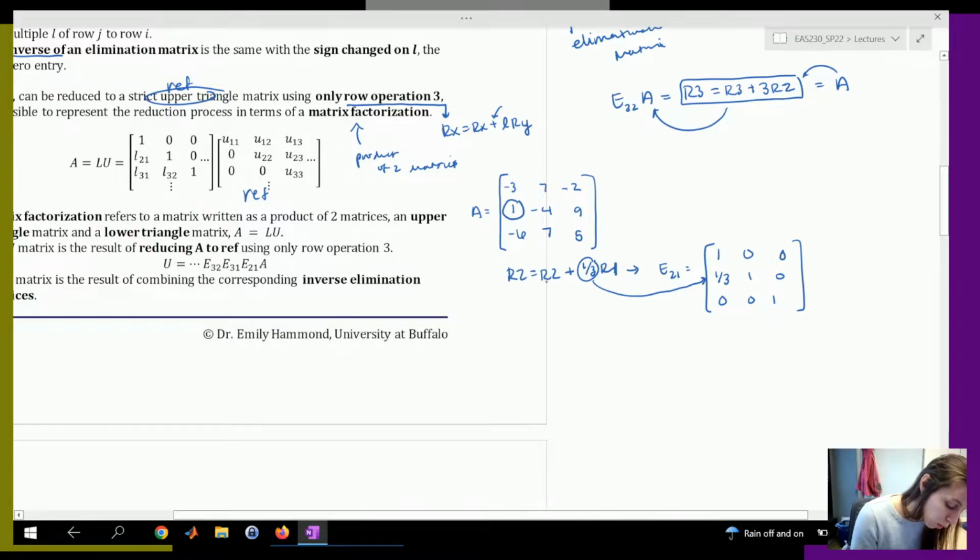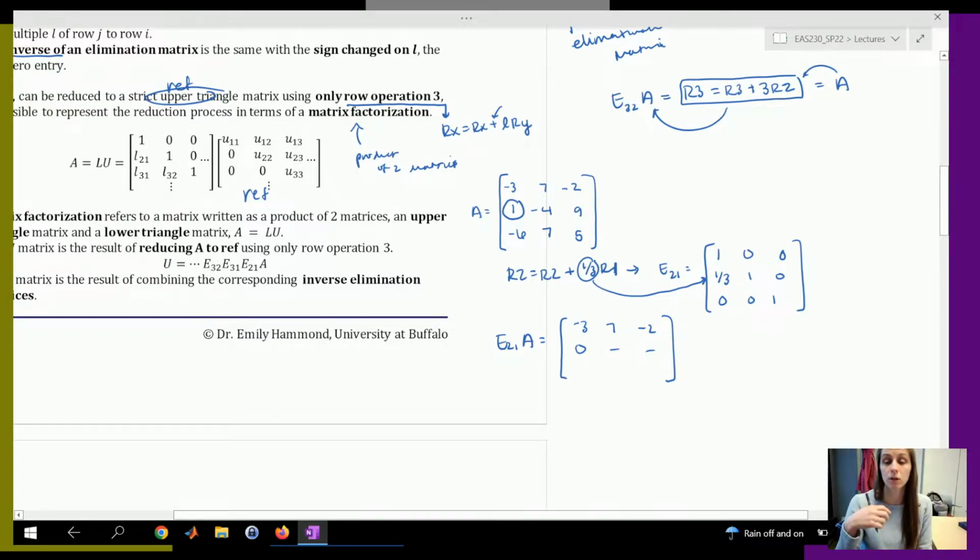So if I do this row operation, I can do it manually, or it turns out if I just do E21 times A, it will do that row operation for me. So row 1 doesn't change. This would be a 0, these would be different numbers, etc. So I can represent my row operation as the product of my elimination matrix of that row operation and A.